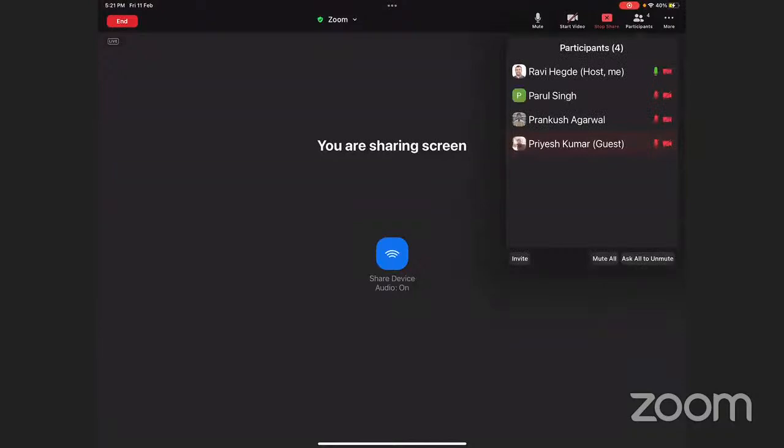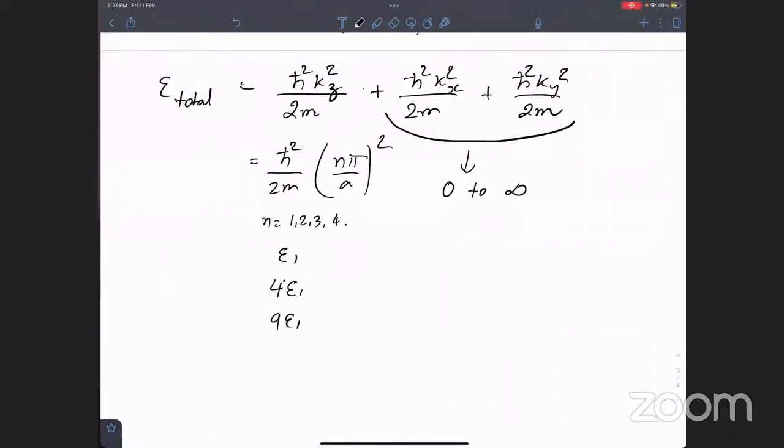Can everybody see the screen? Is screen a problem? No, sir. Screen is okay, right? Screen is visible. Okay.